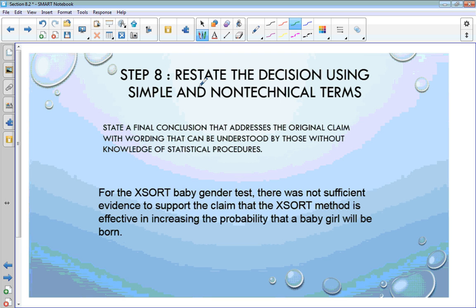So lastly, step 8 is to restate the decision using simple and non-technical terms.